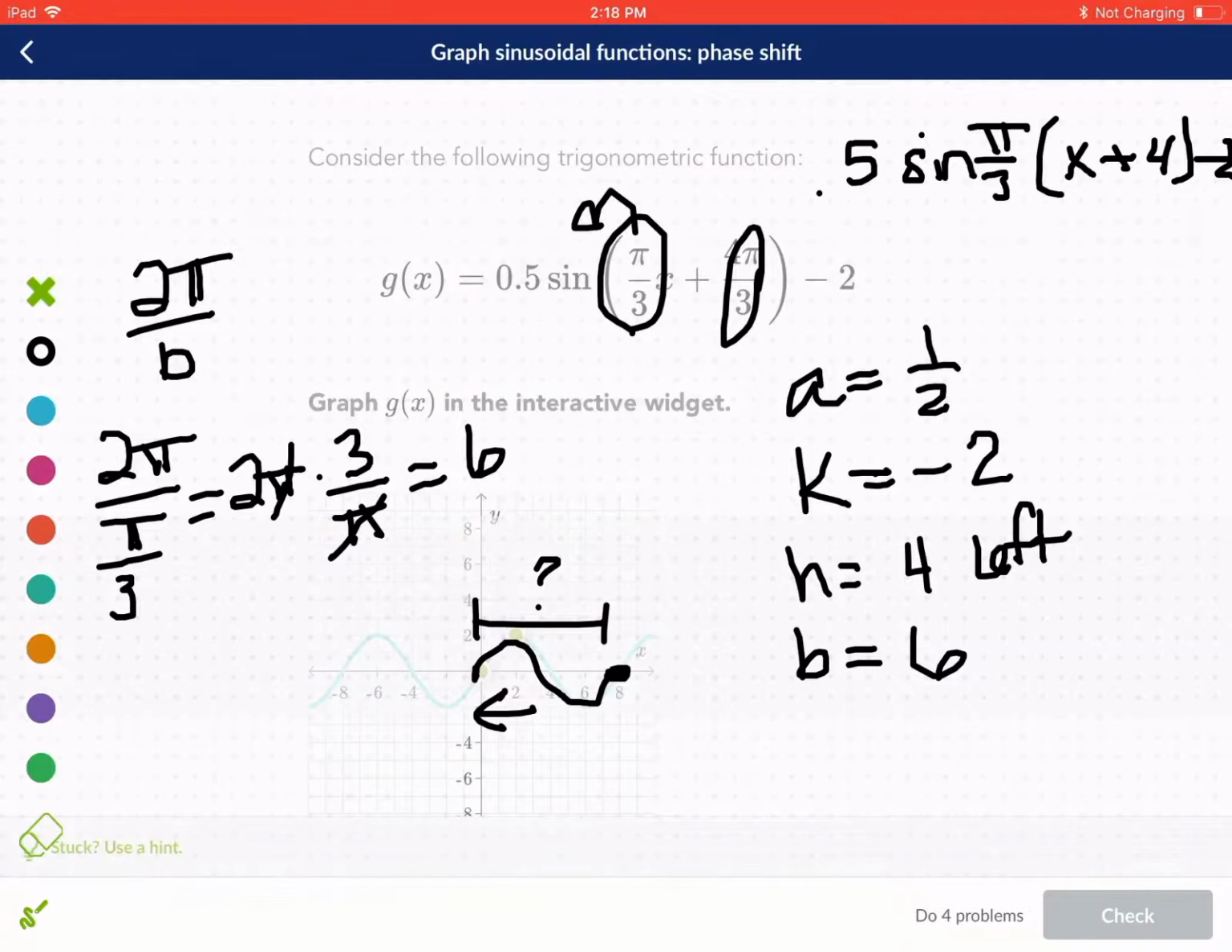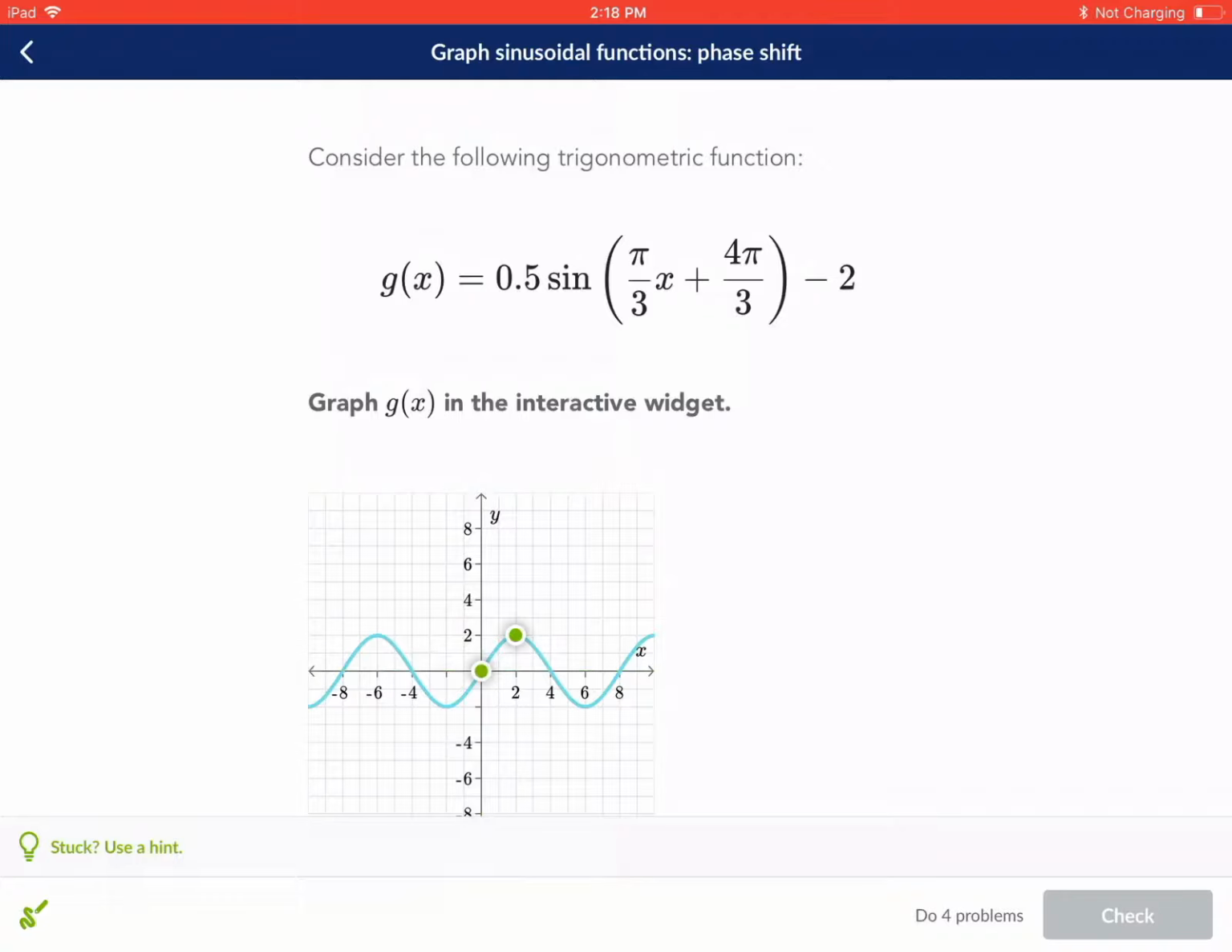So I'm going to go ahead and graph this here. Remember, I had to move over to the left 4, okay? And I got to move down 2 also because of that -2. And the amplitude is a half, so it's going to be really, really small. And now I want to make sure we complete that cycle by 6. So -4 plus 6 will bring me to 2.